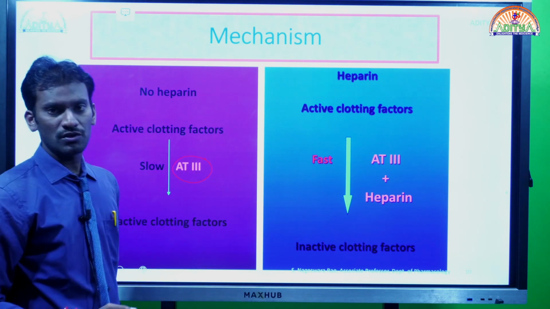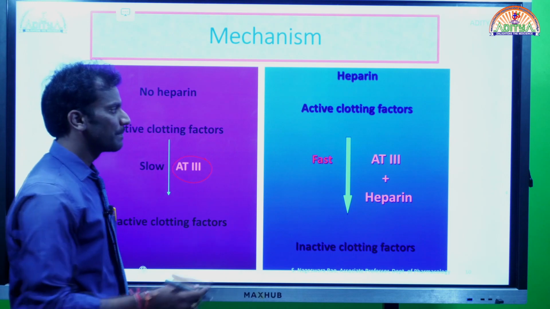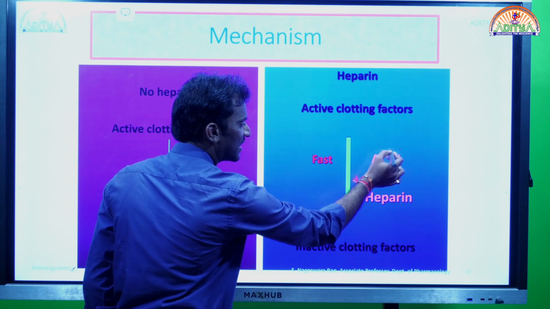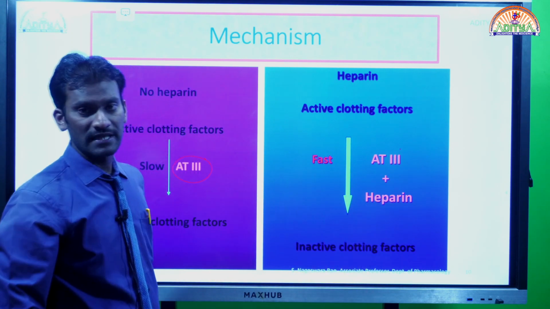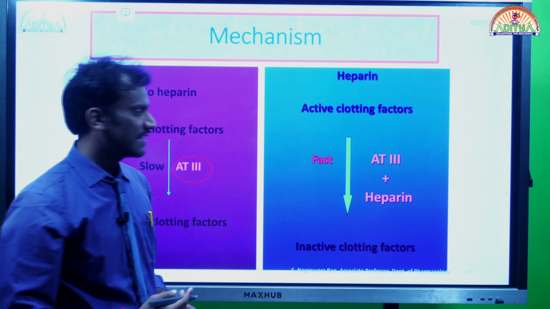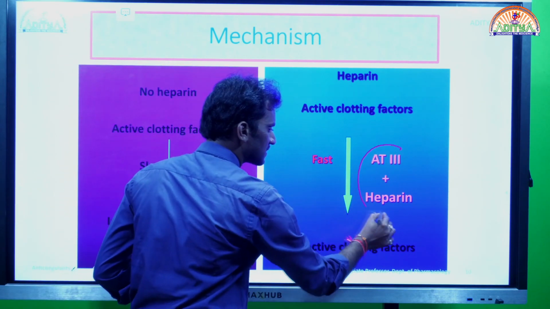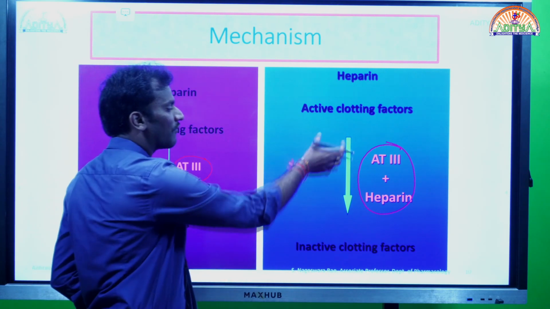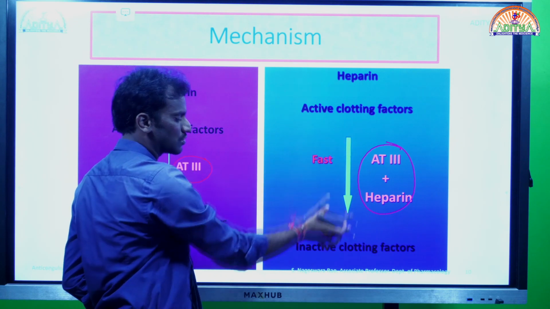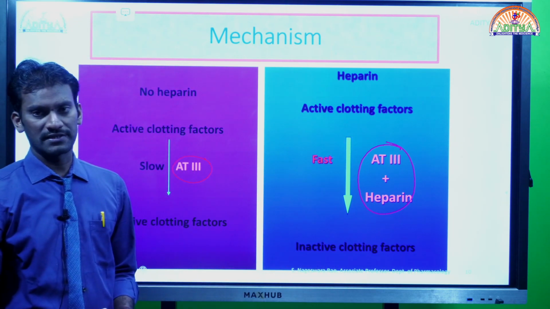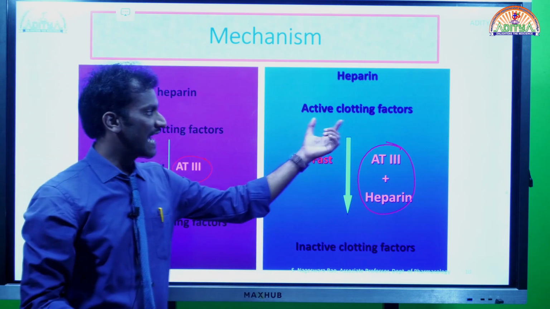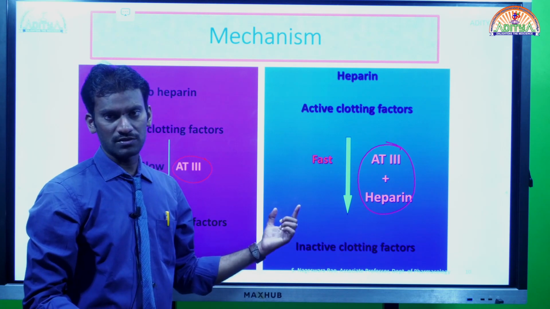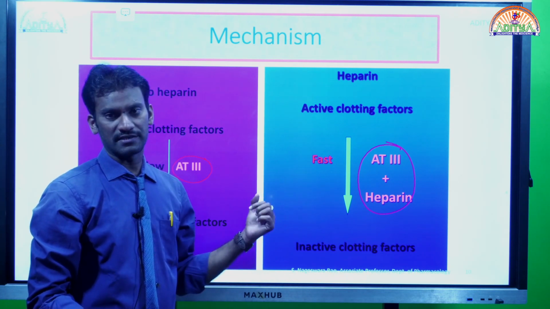When heparin is administered to the body, what will it do? Heparin will bind with antithrombin 3, so it will form a complex, heparin plus antithrombin 3. This complex quickly converts active clotting factors to inactive clotting factors. The activated clotting factors get converted back to the inactivated form, so that coagulation will be prevented.